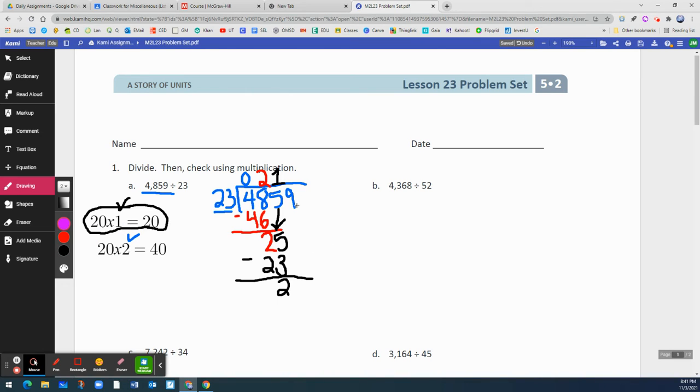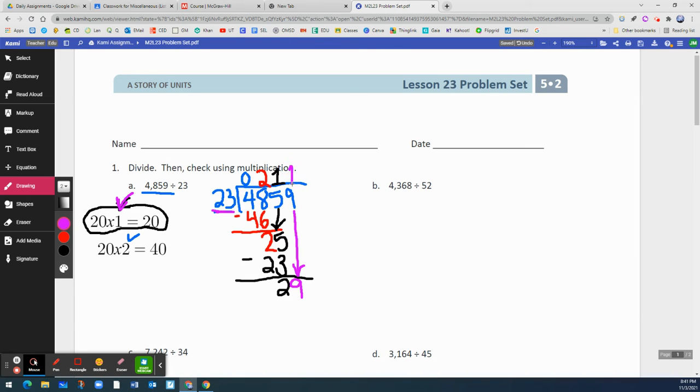Now, we have not divided the 9, so the 9 needs to be dropped to be regrouped with the 2. And now the 9 is no longer a 9, it's 29. And once again, we ask the same questions. How many groups of 23 can we make out of this number 29? And based on our estimation here, it's only one.